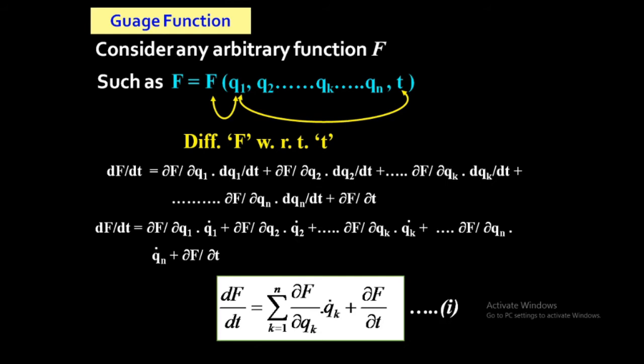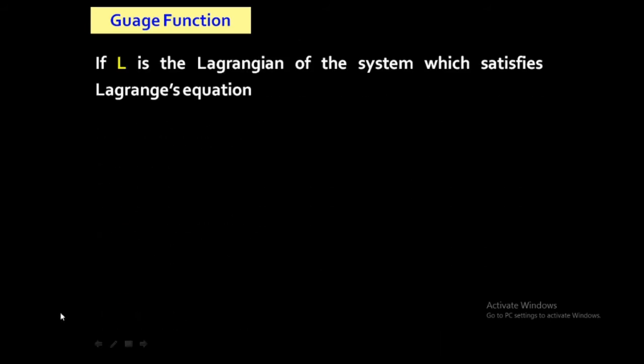You know that L is equal to T minus V. L is the Lagrangian function. If I add df by dt to L, then it will become a gauge function. It means that L plus df by dt is a gauge function.